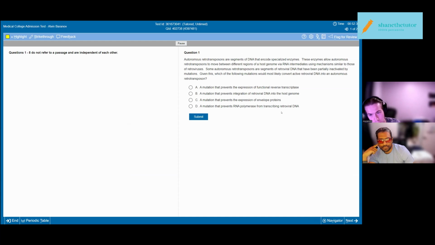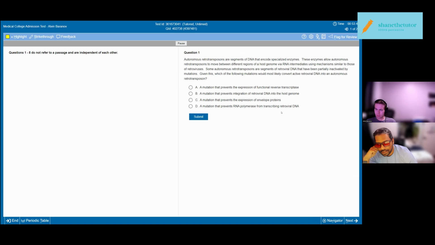I'm guessing they're talking about the ones that are partially inactivated. So let's see. A prevents the expression of functional reverse transcriptase. If you do that, you're not going to be able to convert RNA into DNA, which would disable reverse transcriptase, which you would need for both the retroviral DNA as well as the transposon thing. Hmm.